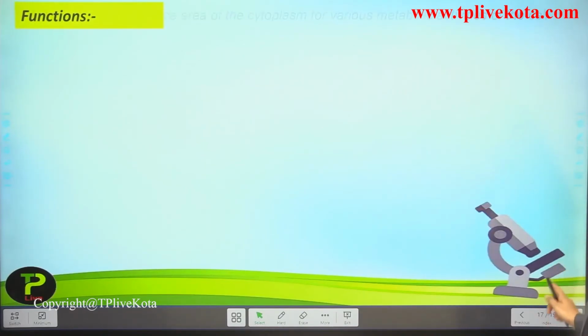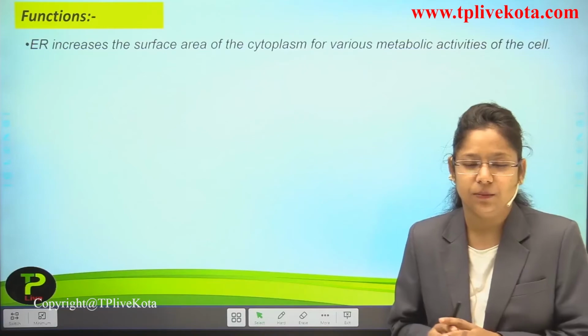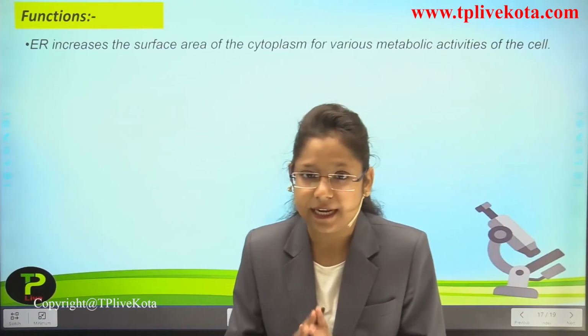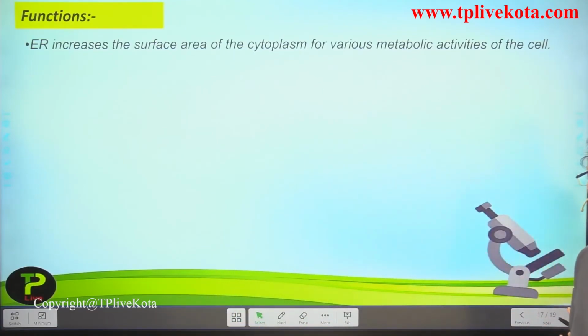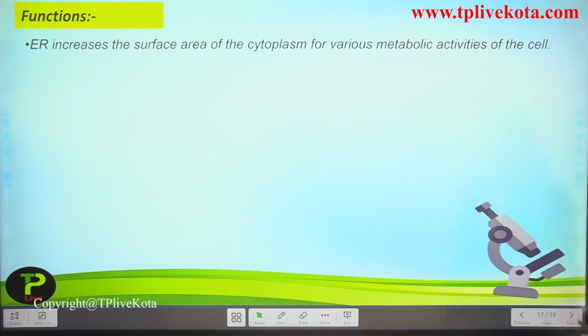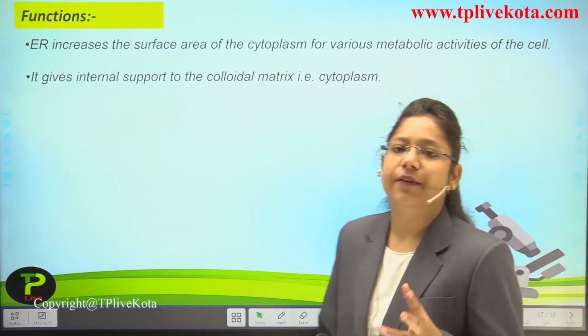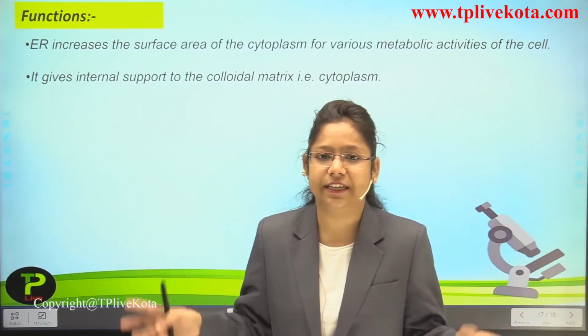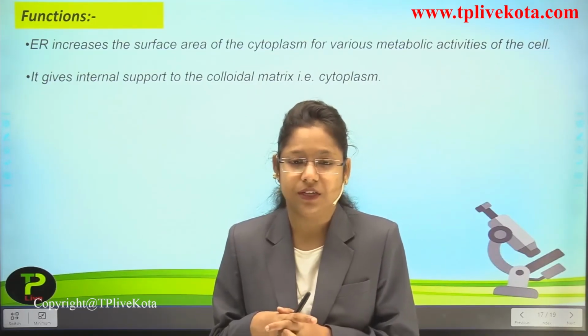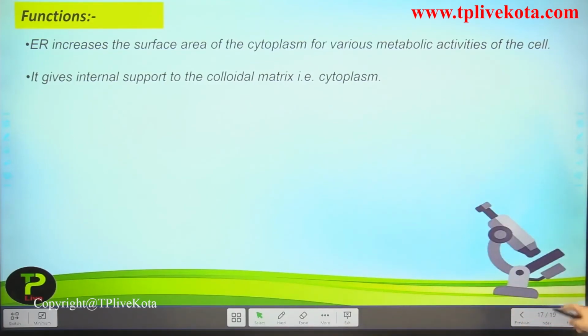Now moving towards the next slide, what are the functions of endoplasmic reticulum? As I told you, it acquires a large surface area, so it increases the surface area of the cell as well. So first point is that it increases the surface area of the cytoplasm for various metabolic activities. Now the second point is that it provides internal support. As it is a large surface area, it also balances the cell, so it provides internal support to the colloidal matrix of the cell, or the cytoplasm of the cell.